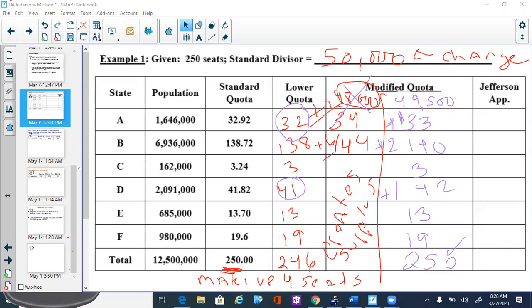Check. So under Jefferson's apportionment, the most fair that he believes it would be is: state A gets 33, state B gets 140, state C gets 3, state D gets 42, then 13, then 19, giving us a total of 250 seats. All right.